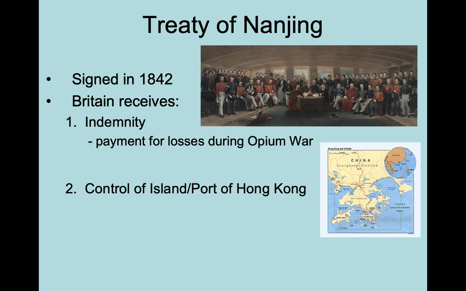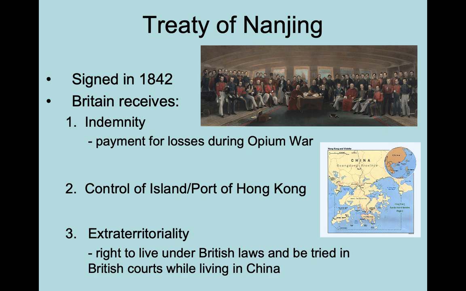Second, the British got control of the island and port city of Hong Kong. Hong Kong is in the southern part of China, as you can see in this blown up image, and became a very valuable trading port for the British, in which they were able to ship goods into and out of China from 1842 up until the year 2000, when Hong Kong was officially returned to the Chinese government and became part of China again.